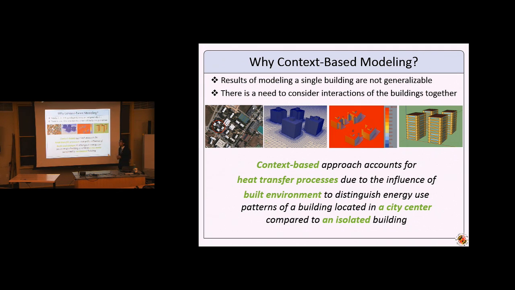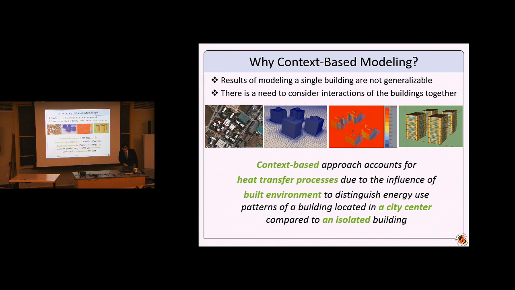So the way I would like to see that, I would say there is a need for a context-based approach, meaning we need to look at the heat transfer processes due to the influence of the built environment. That puts the building into perspective. Are we looking at a building located in the city center, or a building located in a rural area, such as an isolated building? So that's the implication. Let's say I'm looking at the neighborhood here at the Pennsylvania State University, so I need to make a model for the airflow around the buildings. I need to make sure I'm accounting for the solar radiation there. I need to make sure I have good energy models for that.